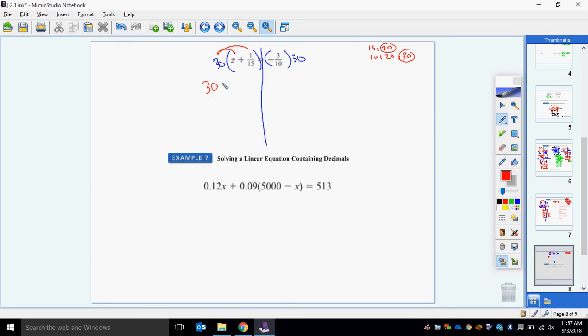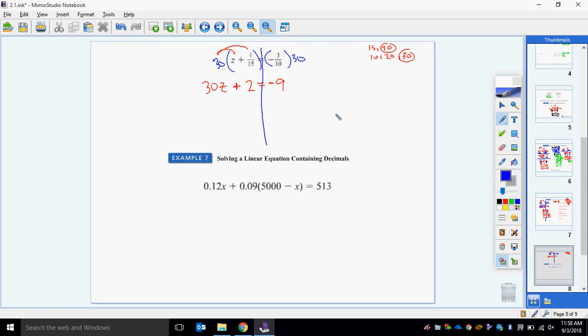30 times z, that's easy. That's just 30z. Notice how I put a line through my z so it doesn't look like a 2. I'm going to drop down my plus sign. 30 times 1 over 15. Remember, you're multiplying 30 times the top. So 30 times 1 is 30, and then dividing it by the bottom. So 30 divided by 15 is 2, and there's not a z with it. And then over here, I have negative 3 over 10 times 30. So I'm going to multiply the top. 30 times 3 is 90. Divided by 10 would be 9, and there's a negative sign there, so negative 9.